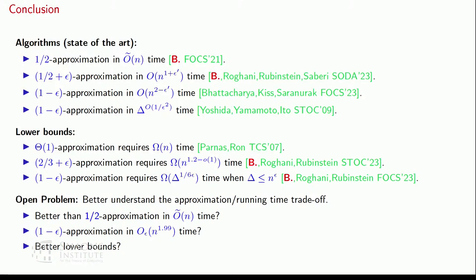Okay, on the lower bound side, we talked about that any constant approximation requires omega n time. Any better than 2/3 approximation requires n to the 1.2 time.